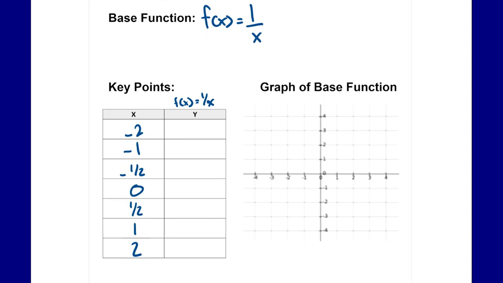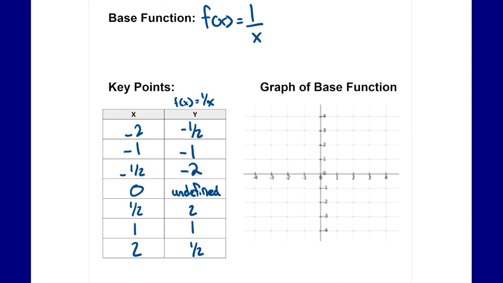So for -2, 1 over -2 is -1/2. For -1, it's -1. 1 divided by -1/2 is -2. 0 is undefined, or error. And we get +2, +1, and +1/2. So let's plot these points.